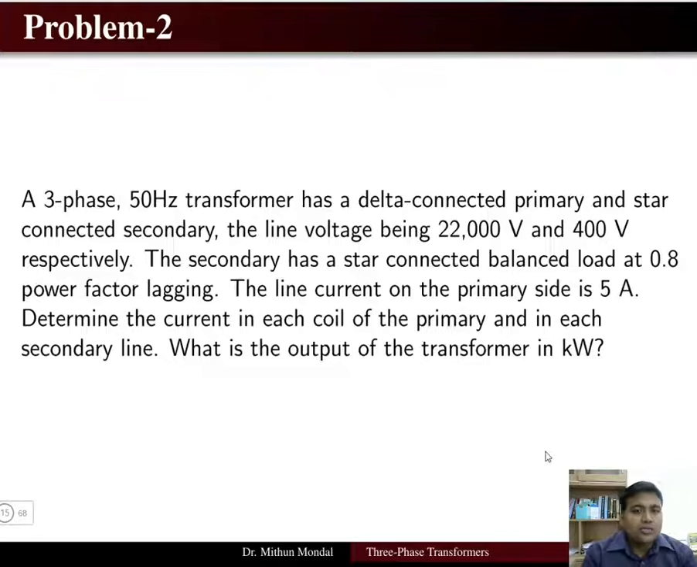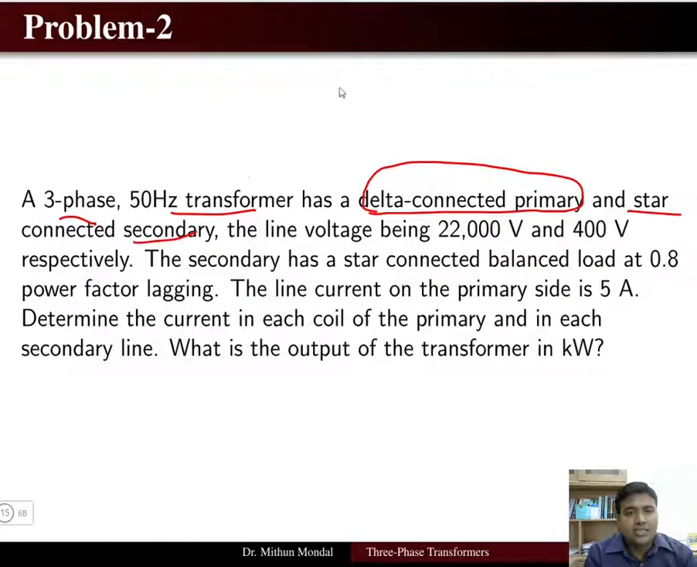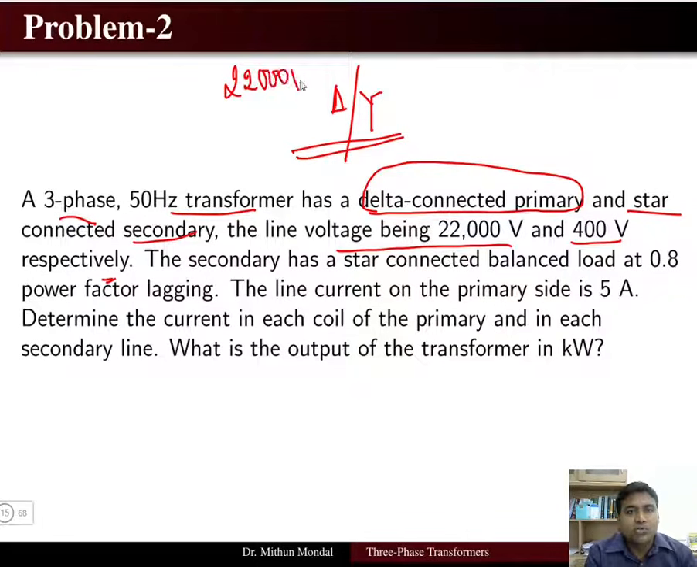Next problem that we are going to deal with is: a 3-phase 50 Hz transformer has a delta connected primary. So primary side is delta connected and secondary side is star connected. So basically the transformer can be written as a delta star connected transformer. The line voltages being 22,000 and 400 volt respectively. So here the primary is connected to 22,000 volt and the secondary is connected to 400 volt.